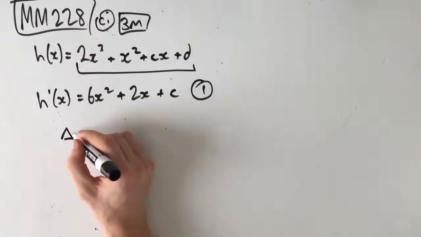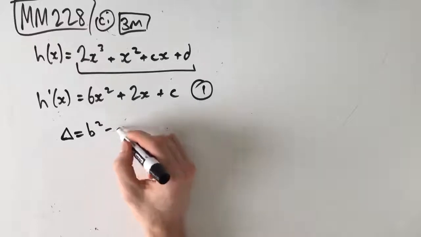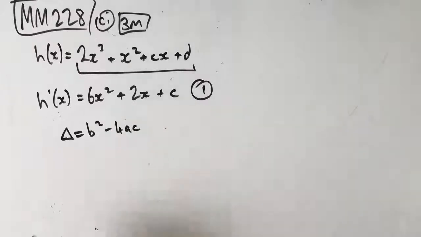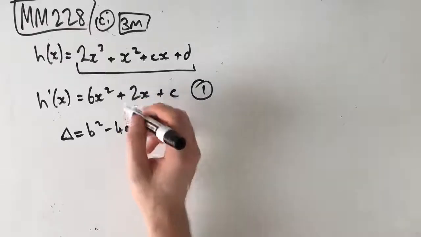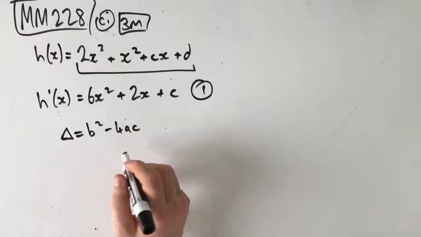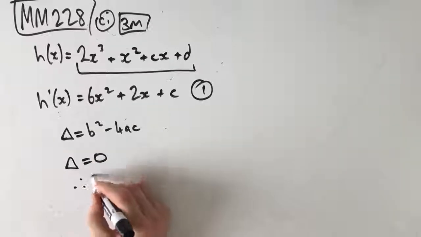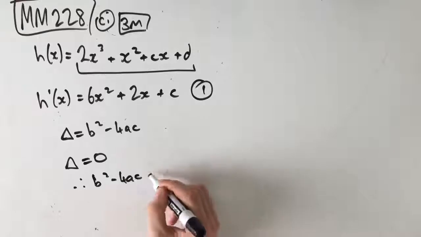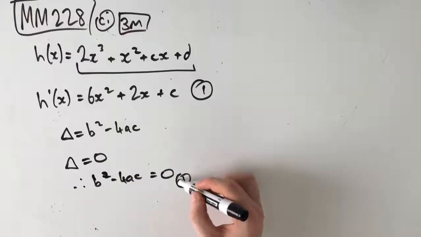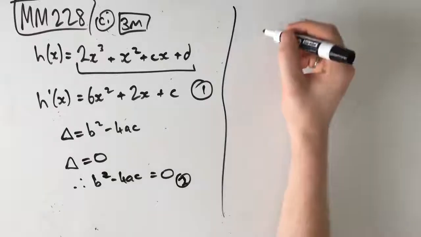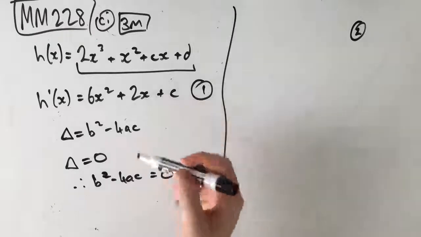So remember, our discriminant is this little triangle thing, where the discriminant is equal to b squared take 4ac. Now, if this has one solution, as in one x-intercept, the discriminant is going to be equal to 0. That's just one of our rules. So discriminant equals 0, therefore b squared take 4ac is equal to 0. And now, kind of here, or like the start of the next section is where you would get your second mark. And now we just need to sub in our values, right?